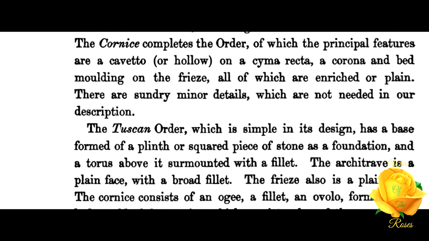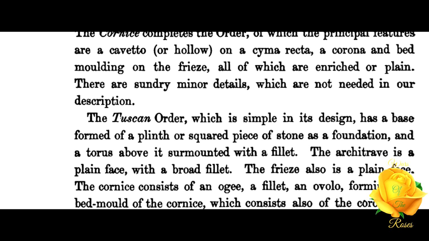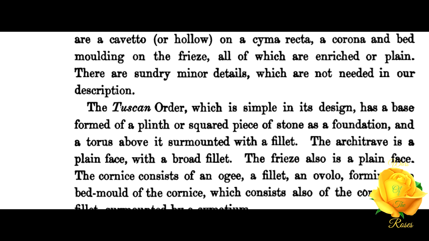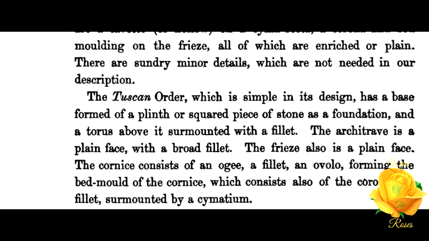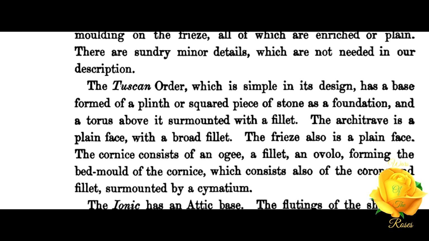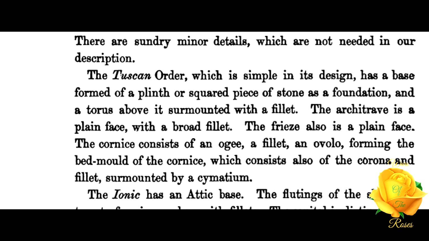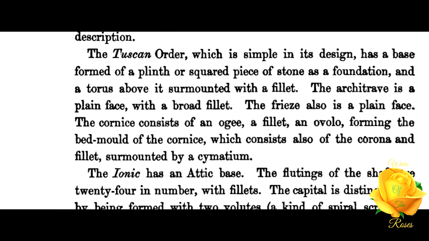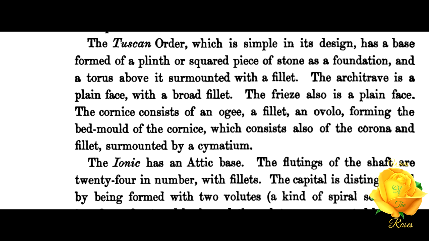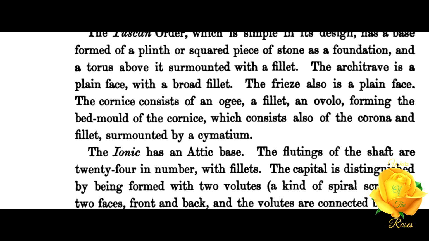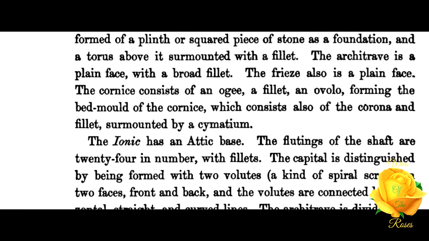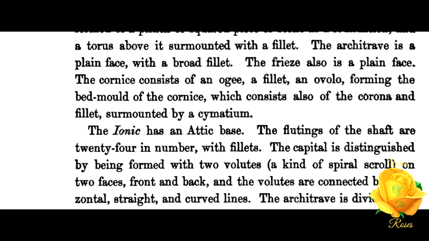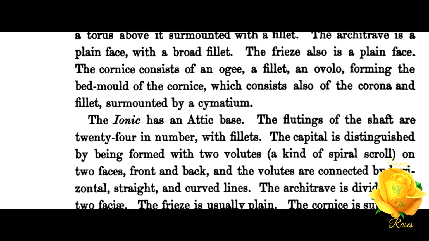The Tuscan order, which is simple in its design, has a base formed of a plinth or squared piece of stone as a foundation, and a torus above it surmounted with a fillet. The architrave is a plain face with a broad fillet. The frieze also is a plain face. The cornice consists of an ogee, a fillet, an ovolo, forming the bed mold of the cornice, which consists also of the corona and fillet, surmounted by a cymatium.